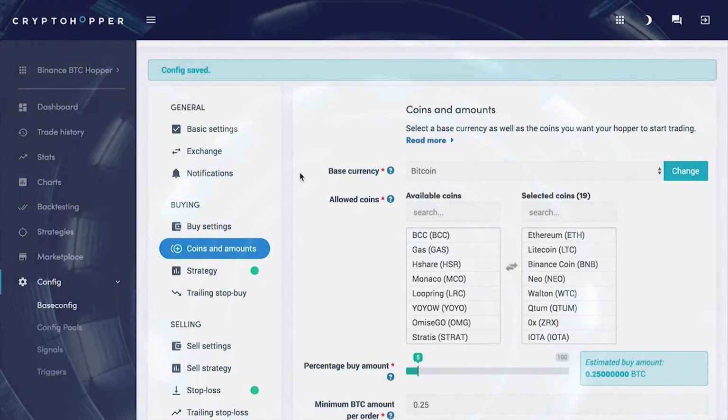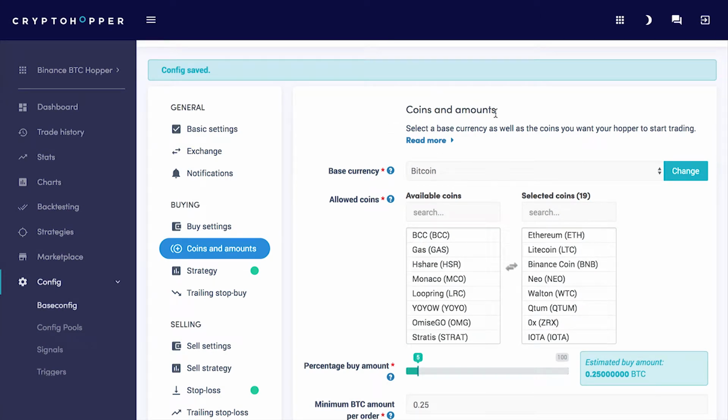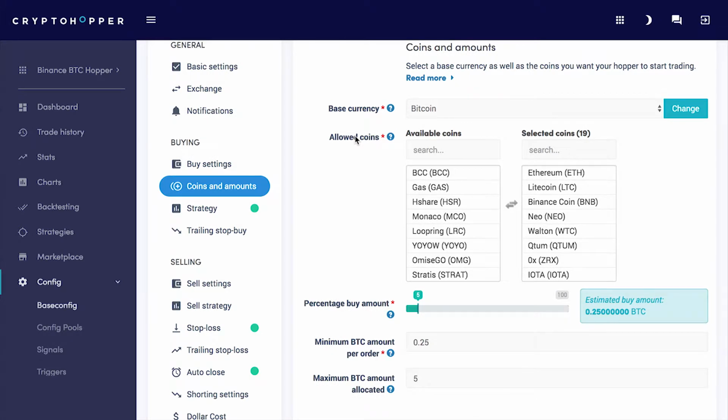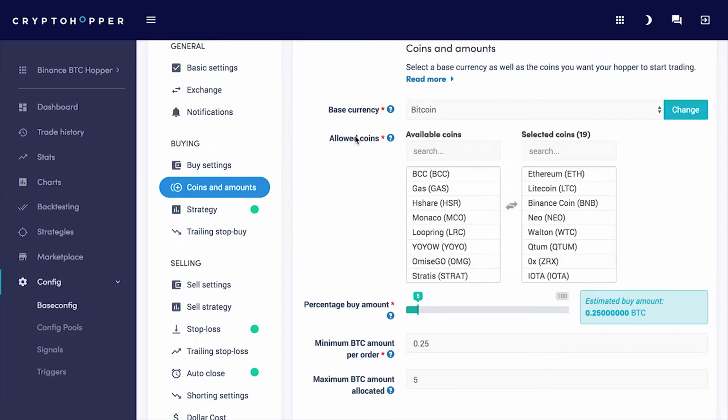Coins and amounts. Selecting coins and amounts is probably one of the most important things you can do. We strongly advise you to take the time to research the fundamentals behind the coins that you want to invest in. Firstly, select your base currency.